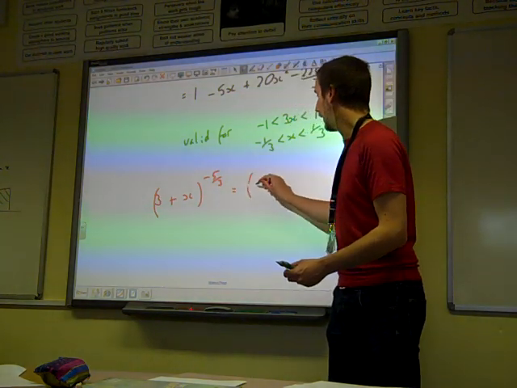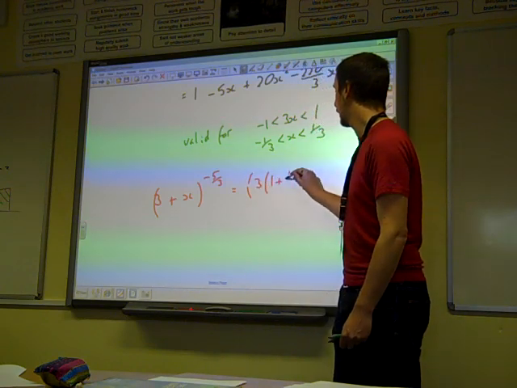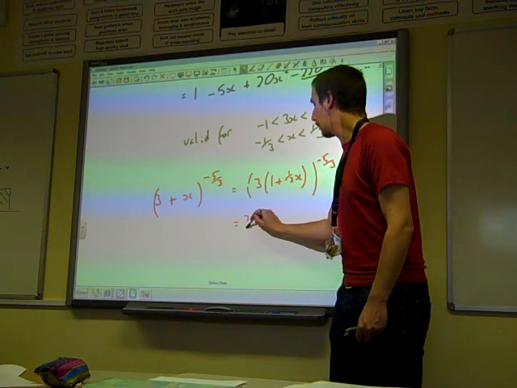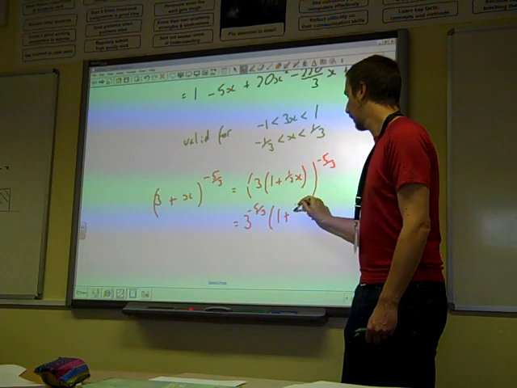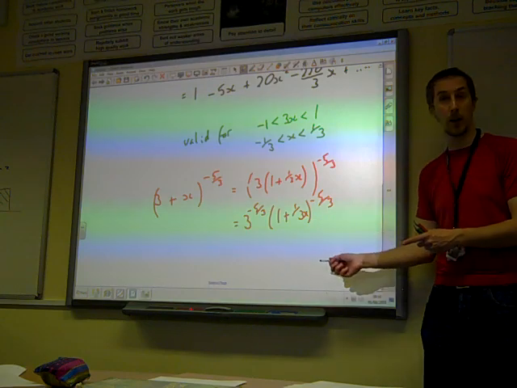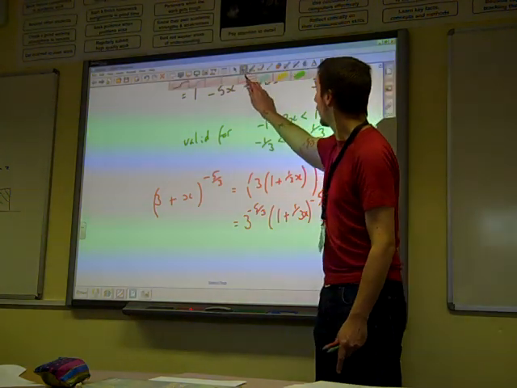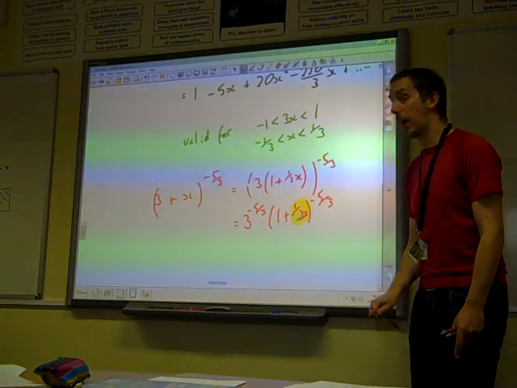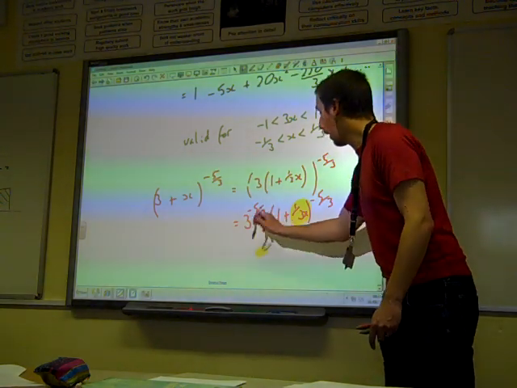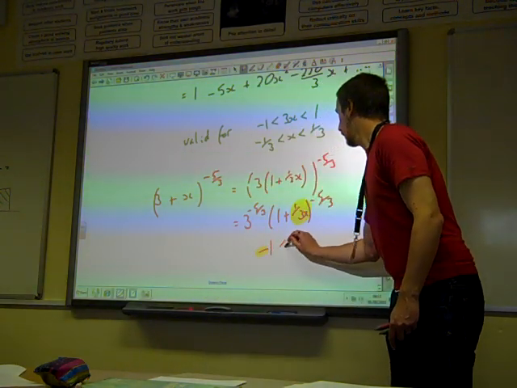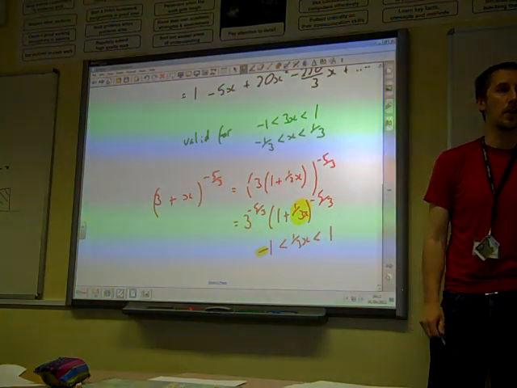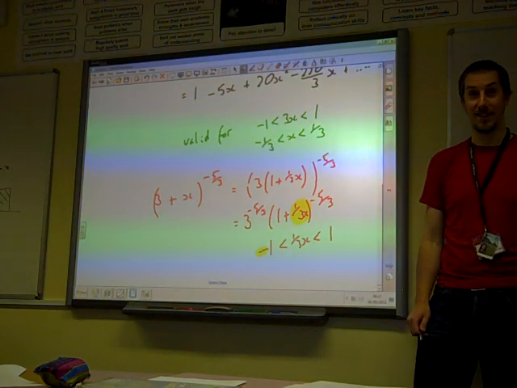And so you would have said it is 3 to the minus 5/3, lots of (1 plus a third of x) to the minus 5/3. And the bit that you actually are putting into the binomial expansion is the third of x bit. And so it would be a third of x that's between minus 1 and plus 1. And so that would be a range of values. Stop the video.